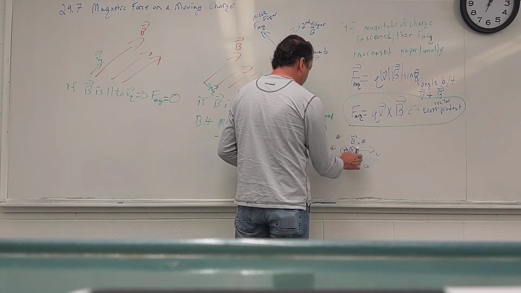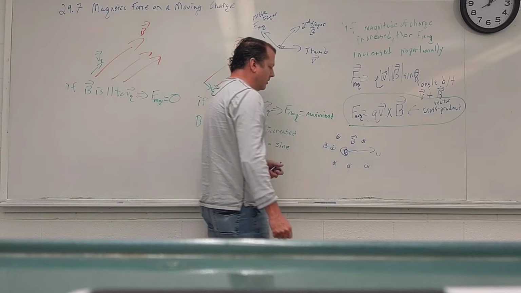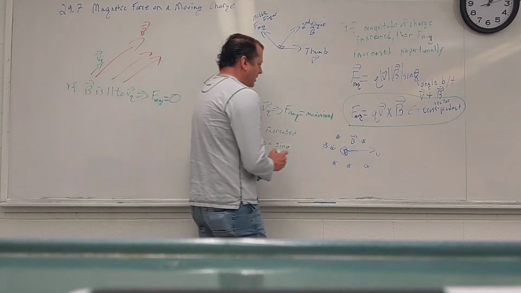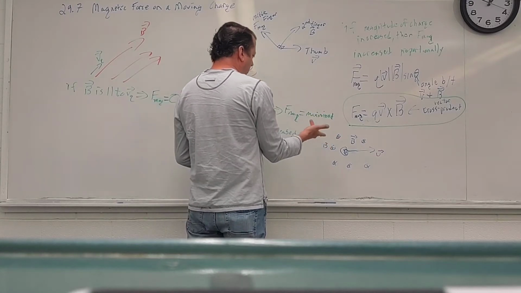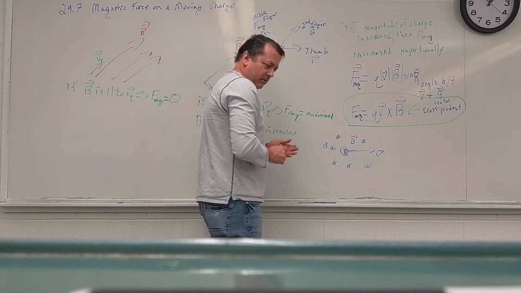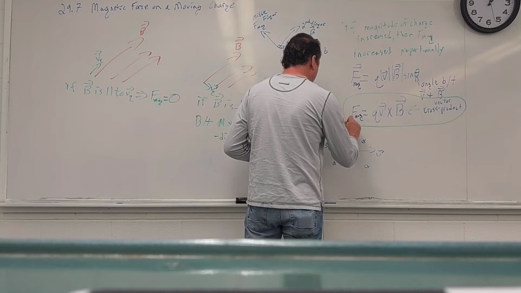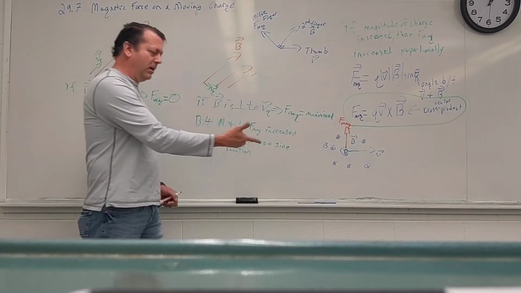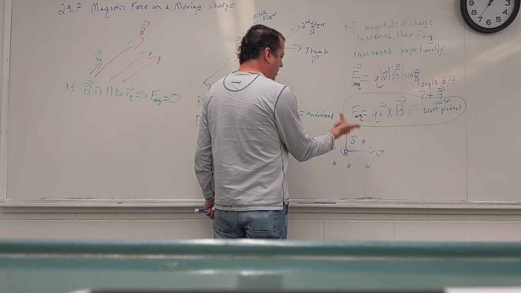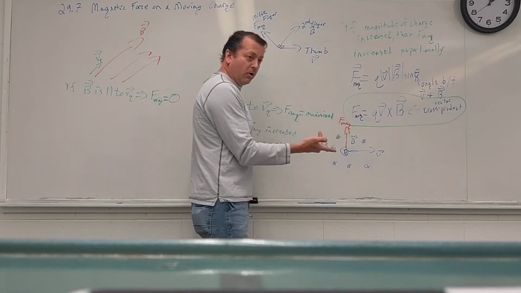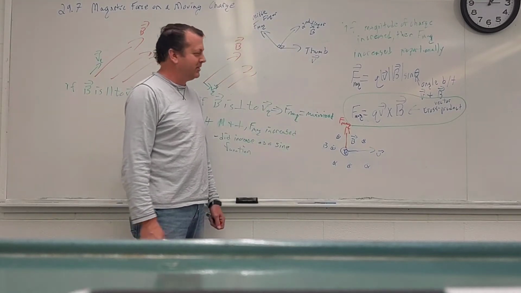Those are all the magnetic fields. Here's my little positive charge going across this way, and that's a vector. So thumb across, and the force on this charged particle is straight up. Velocity across, B field into the board, magnetic force straight up. Got this? Questions?